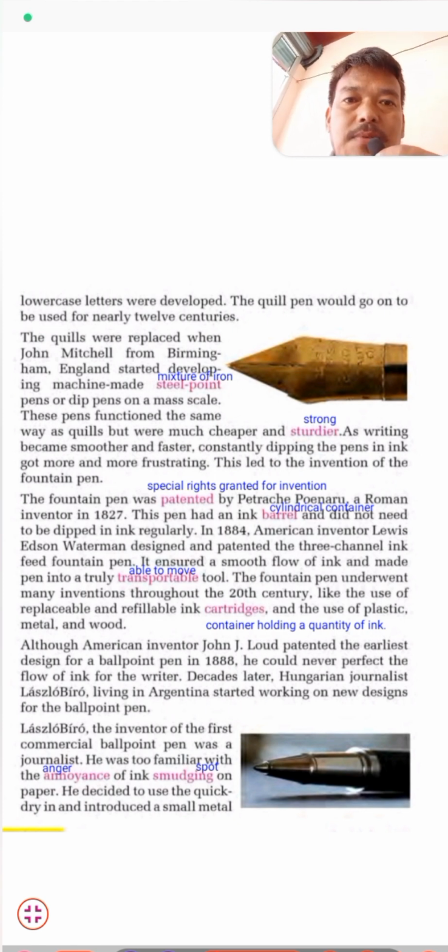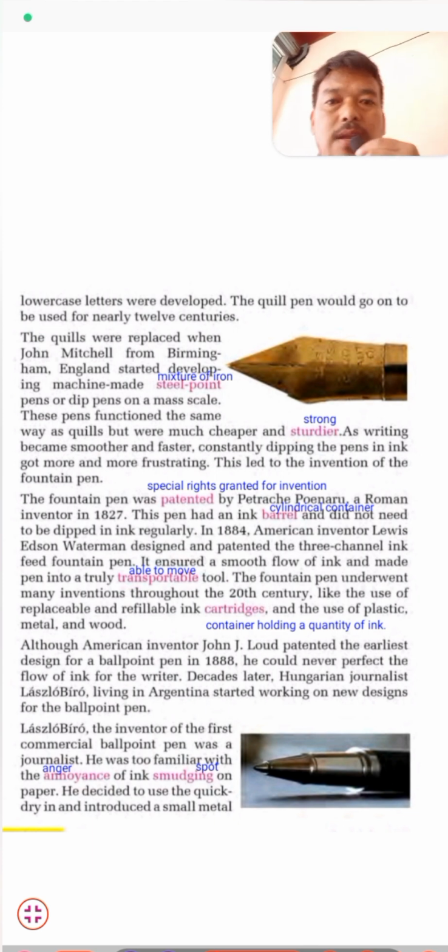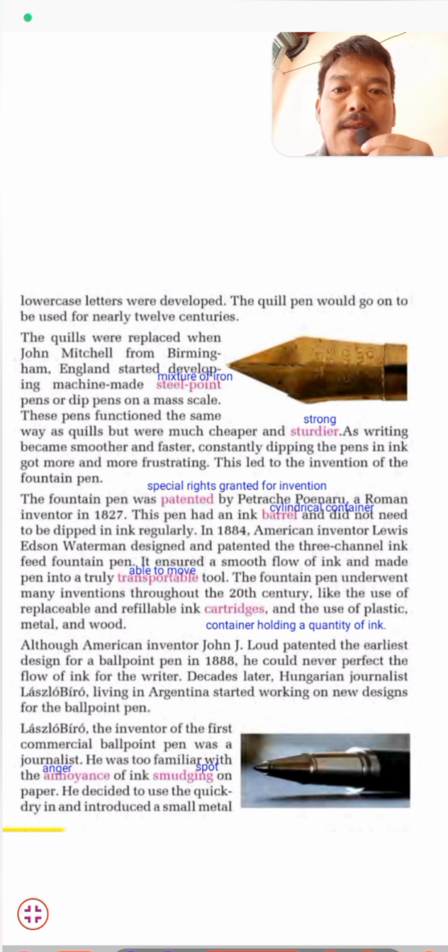The quill pen was replaced by the discovery of Mitchell from Birmingham, England. He discovered a machine-made pen with a steel point, a mixture of iron. He produced the steel pen, or dip pen, in huge quantities, and the quill pen was replaced by this new steel pen.